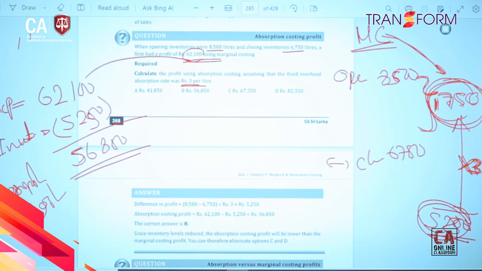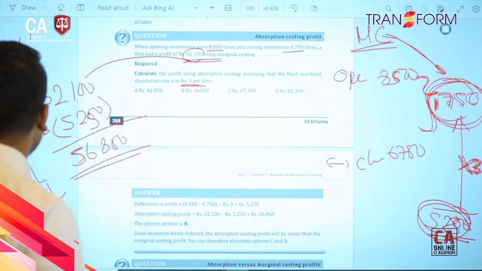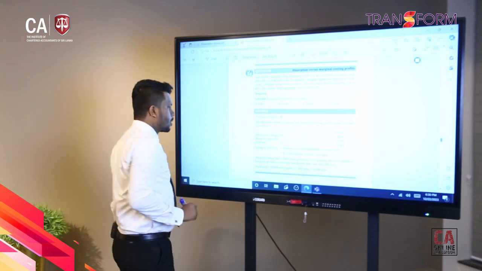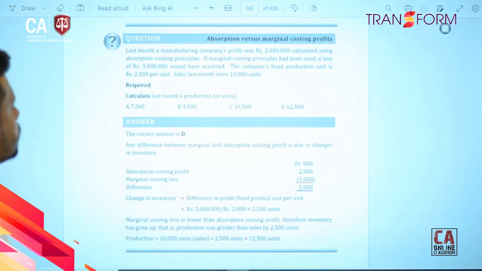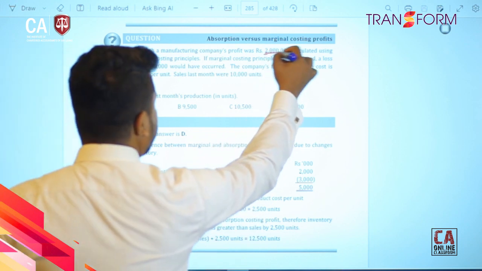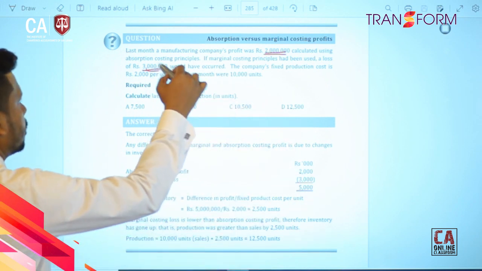56,850, yes, this is the way. Okay, I think now it is clear for you. Okay, there is another question. Please try to attempt this as well. Last month manufacturing company profit was 2 million. Calculate using the absorption costing. This is the profit of absorption costing, right? Then if the marginal costing principle has been used, they are making a loss, right? This is a loss.